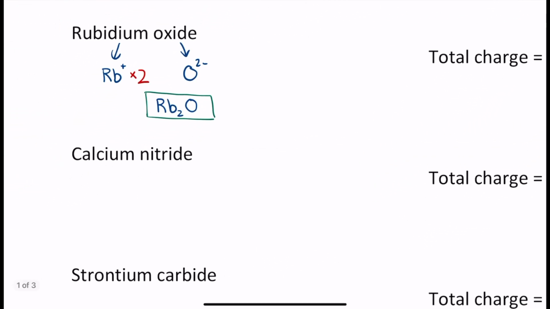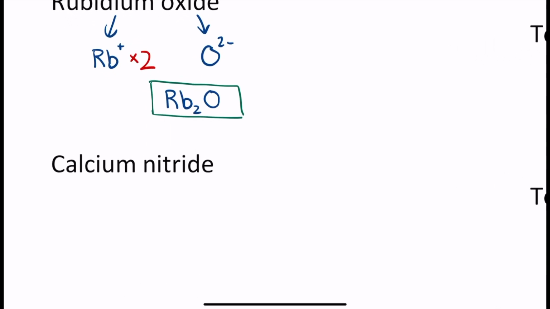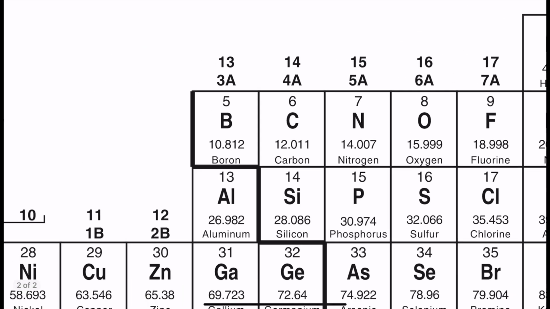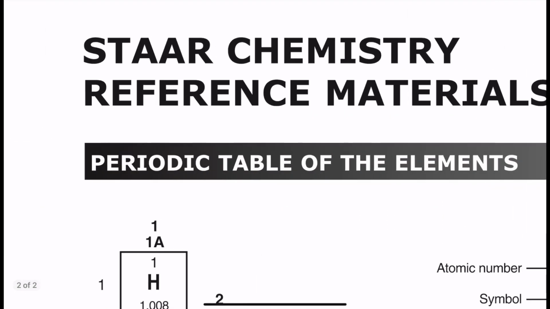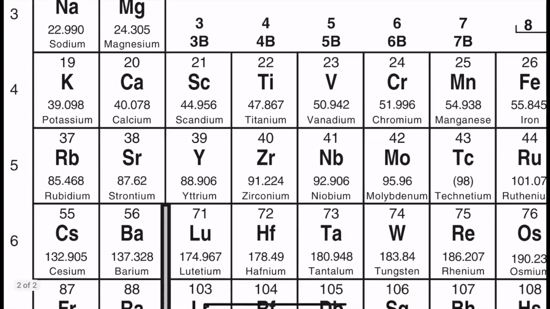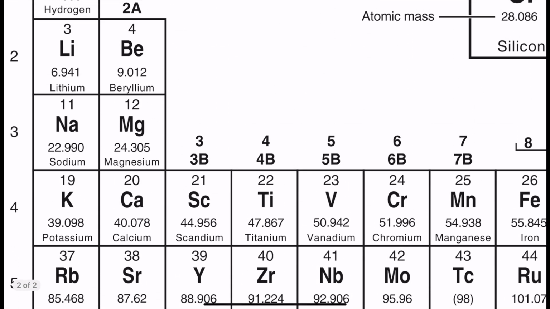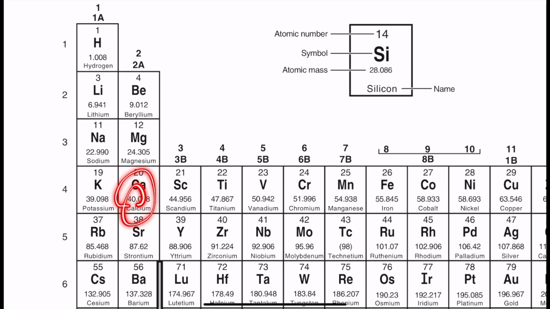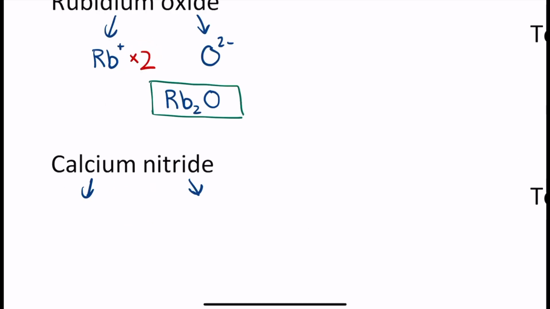Calcium nitride. This is probably where the examples get the most complex of all of them. Calcium nitride, once again, I really like coming up with my cation and my anion first of all. So calcium, it's over here in my periodic table. What is it? Oh, right here in column 2A. Notice it's right there.